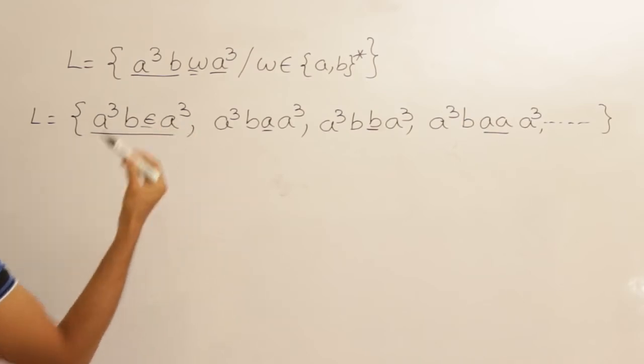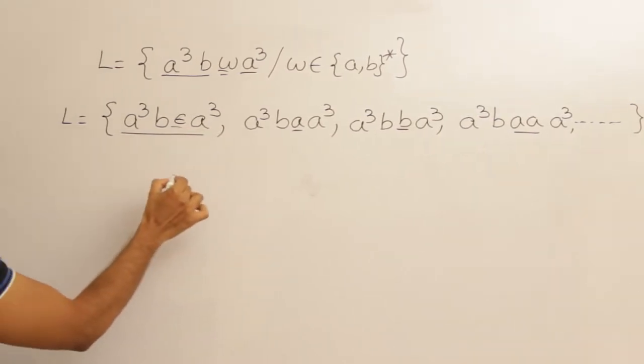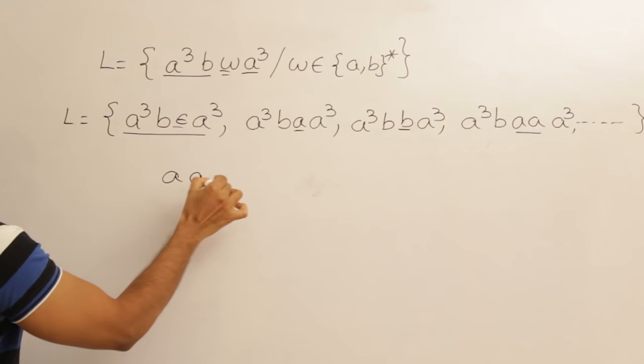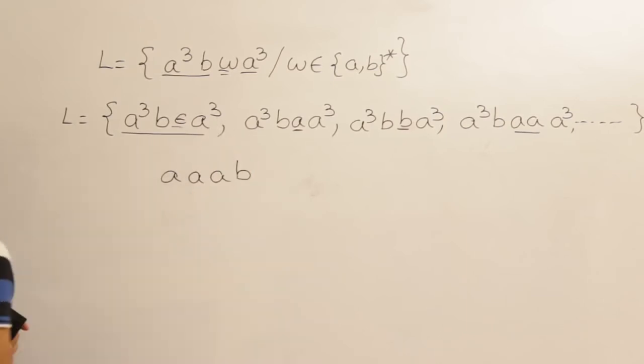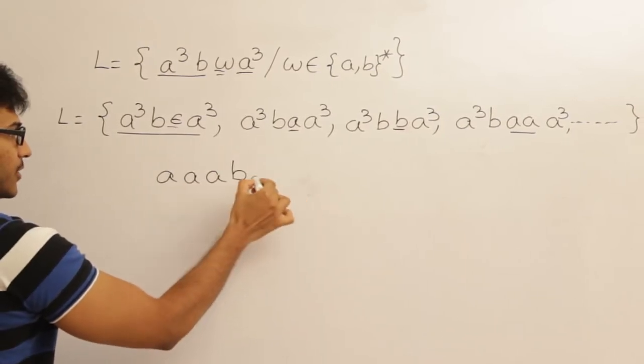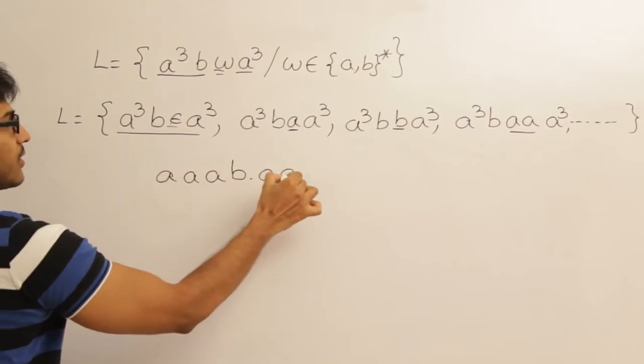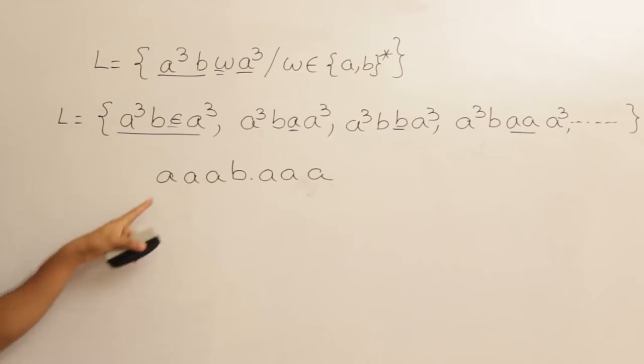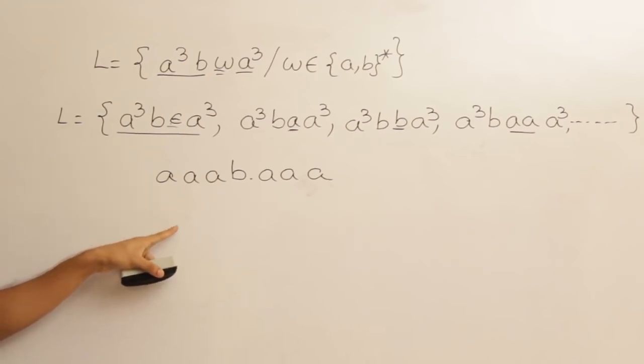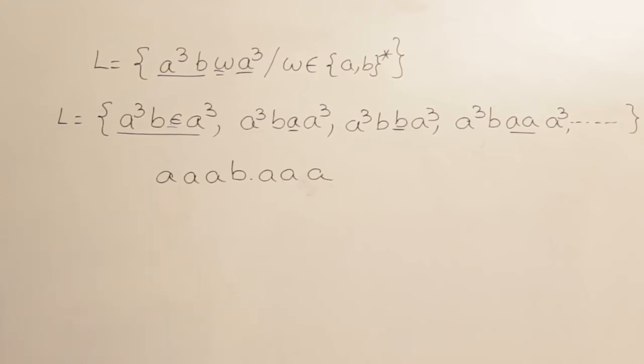Now let's take the smallest string. What is the smallest string? a cube b followed by w. In case of w we are having epsilon here, and then a cube. So for the smallest string we have to construct the basic DFA, which is also called a skeleton. I call it a skeleton.